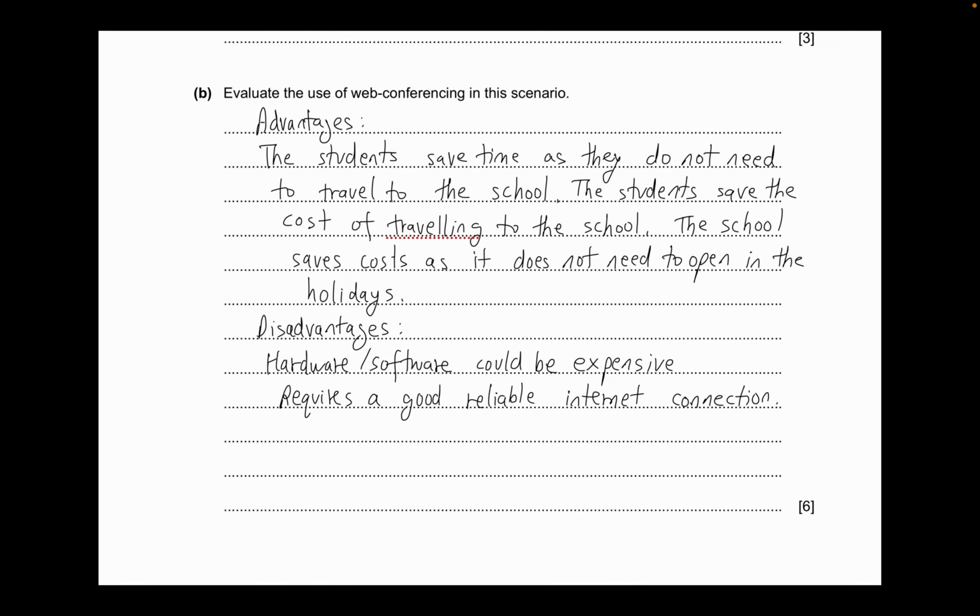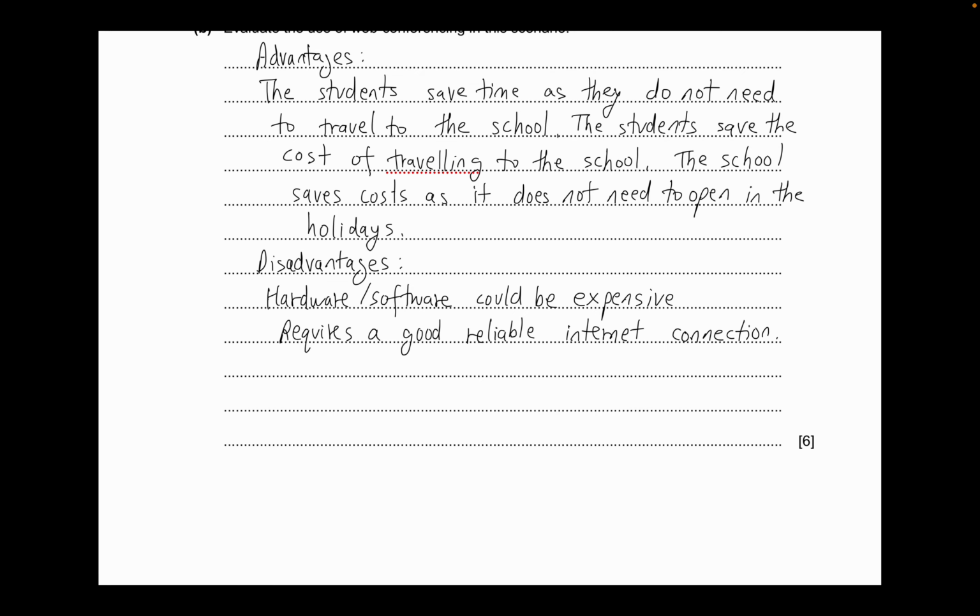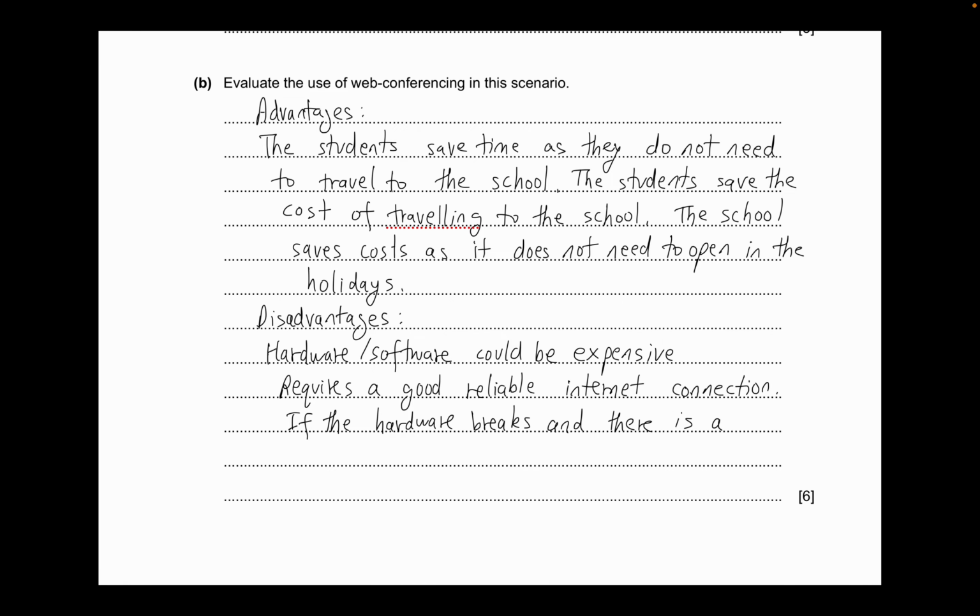Then you can mention that if the hardware breaks or loses connection, there is a loss of connection, then the student cannot participate. So that's one of the disadvantages.